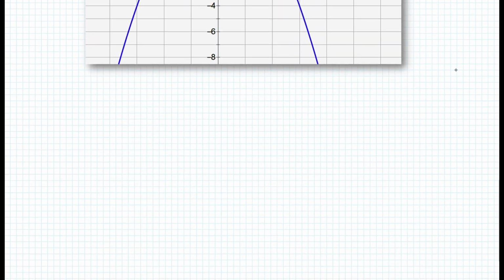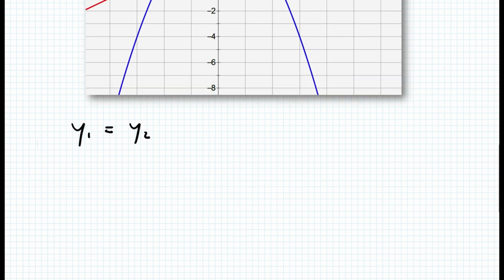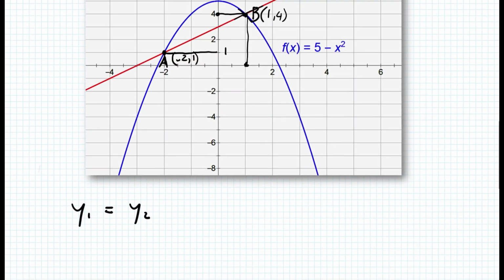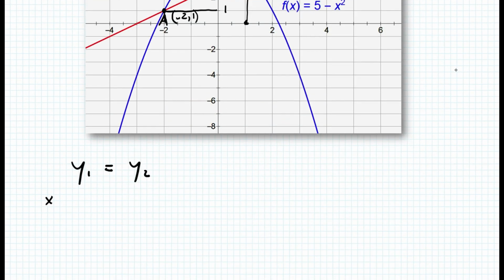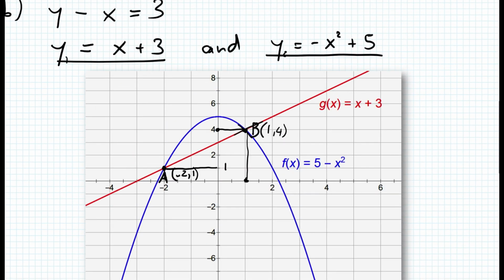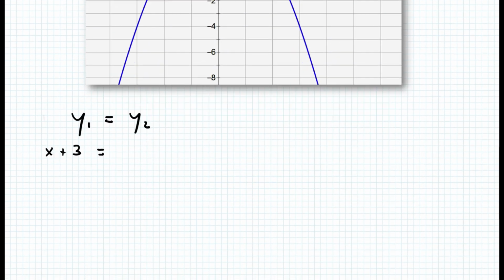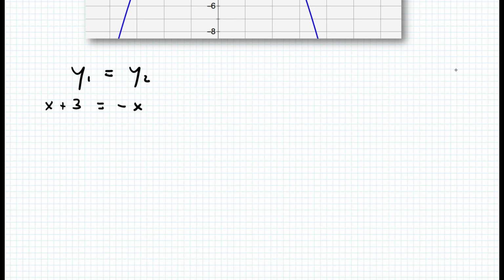So let's write this in. We know that y1 is equal to y2. We know that both equations have the same y value. That means by substitution, we have x plus 3 is equal to, and the y2 value is negative x squared plus 5. So now all we need to do is solve for the x value.